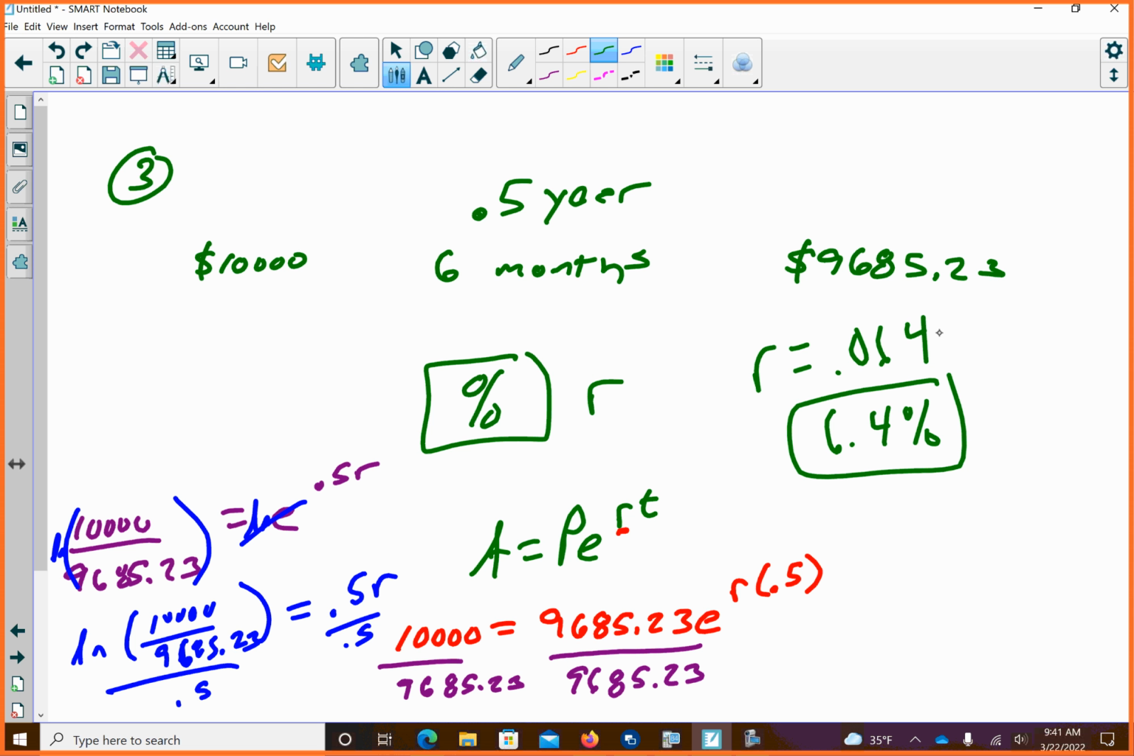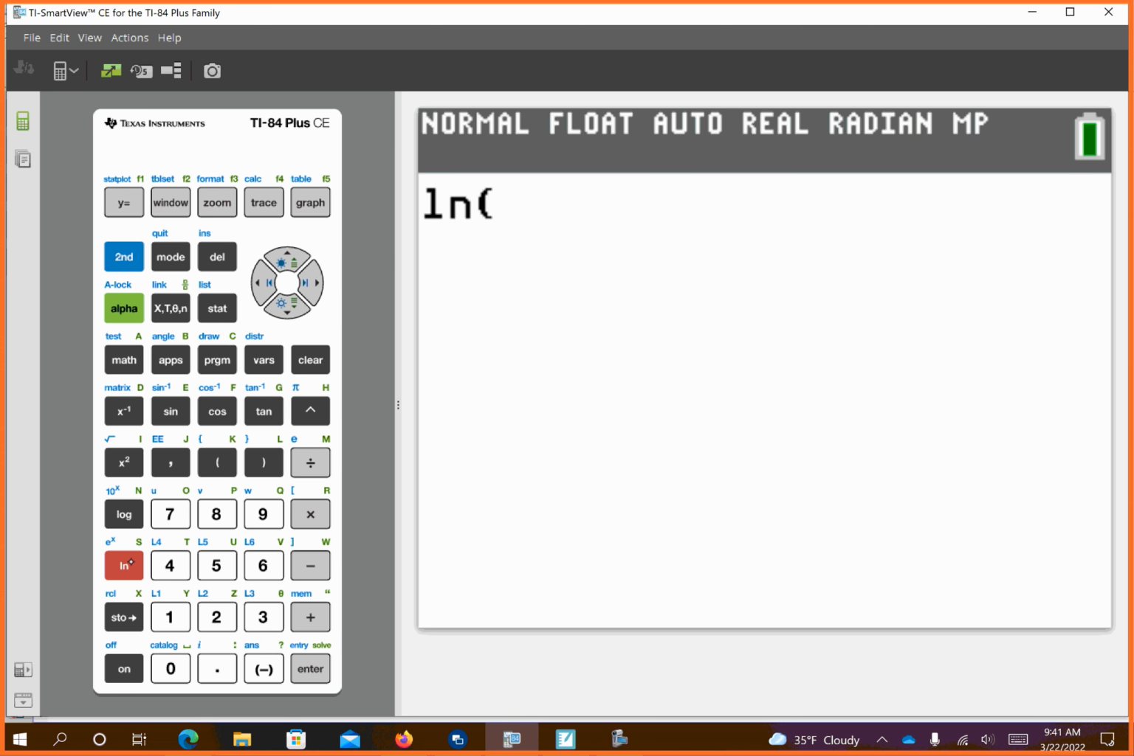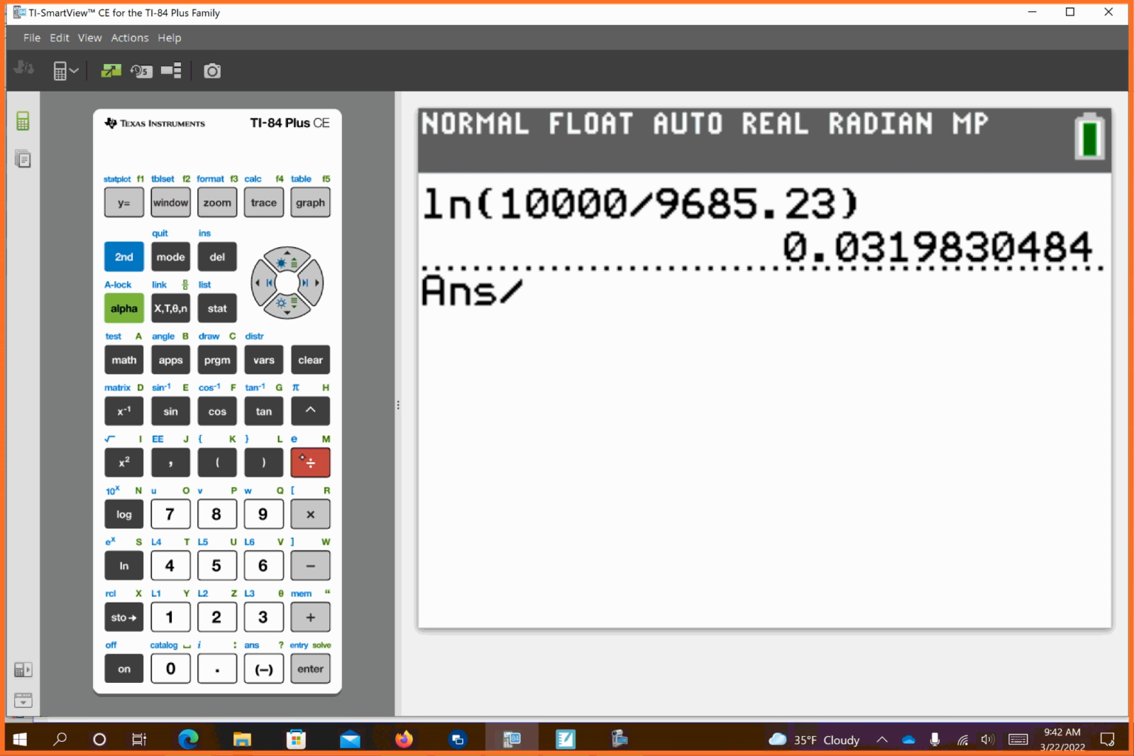So while we can, let's just do this real quick to see, just decipher if this is the right way. So ln 10,000 over 96, how much was it? 9685.23 divided by 0.5. Can't have nice things just throwing stuff around. All right, let's do the math. Calculator, let's clear that. Let's do natural log, ln of this, too many zeros, divided by 9685.23. Close it, and then hit enter, and then divided by 0.5.